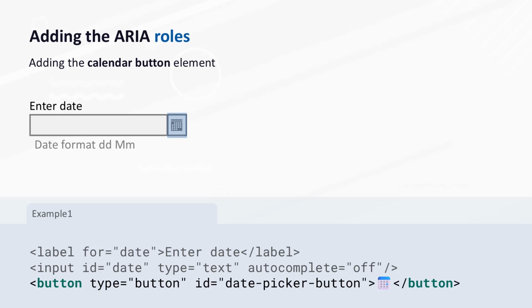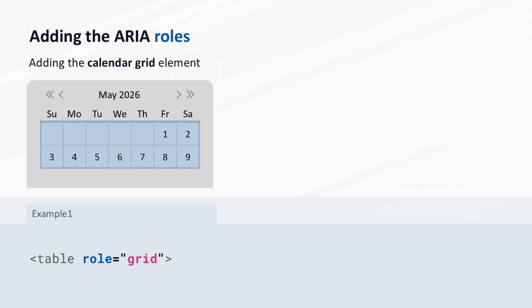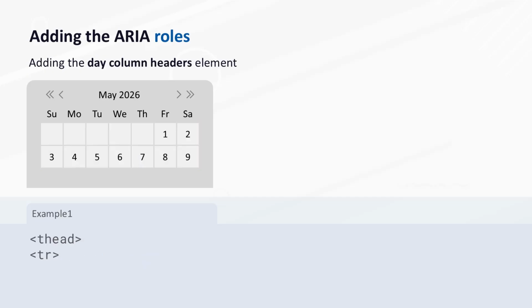The calendar pop-up uses role="dialog". This identifies the date picker pop-up as a dialog element rather than ordinary page content. The calendar table uses role="grid". This changes the semantics from that of a data table to an interactive grid where users can move between dates.